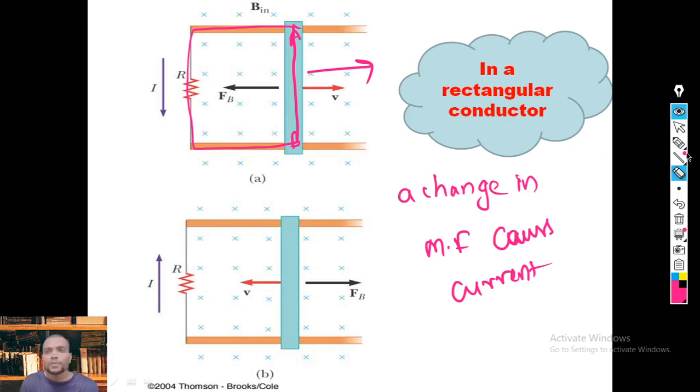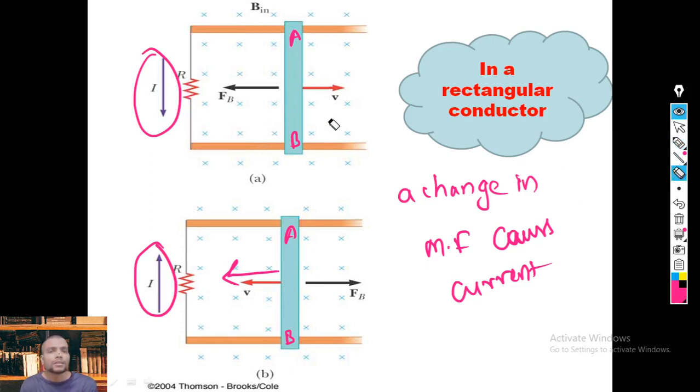Now when you move in the opposite direction, this is the movement direction. Again, if AB is the conducting rod kept on the two copper rods, when you move it again, there is a change in the magnetic flux. In this case, again the current direction will change. Depending upon the direction of the movement, that causes a change in flux. The change in flux causes induced current, and that induced current always opposes the original change.